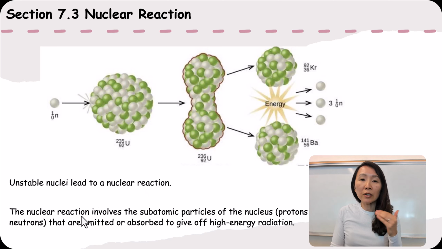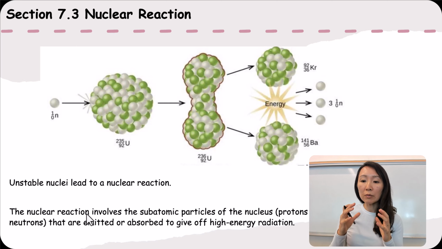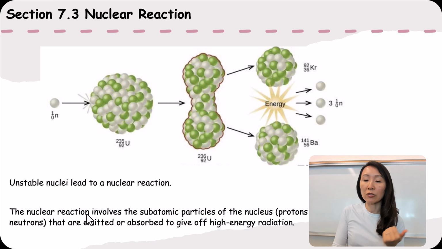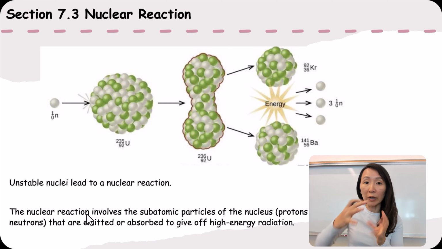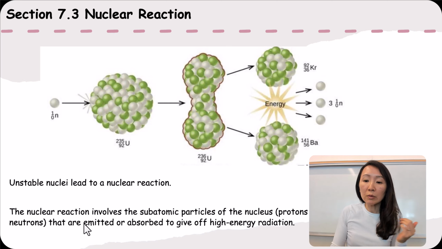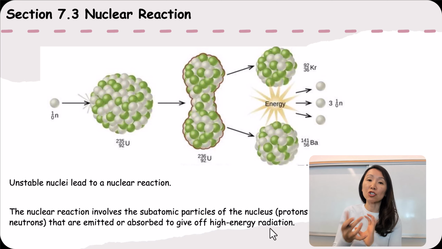As the nuclear reaction occurs, there's going to be some kind of change either in the neutron or the proton or both, or maybe not even a shift, just arrangement differences. There's going to be some kind of high energy radiation that will be emitted as the nucleus is changing.